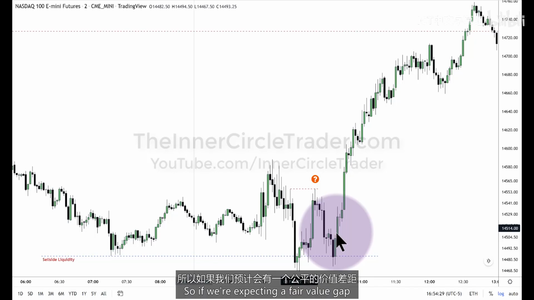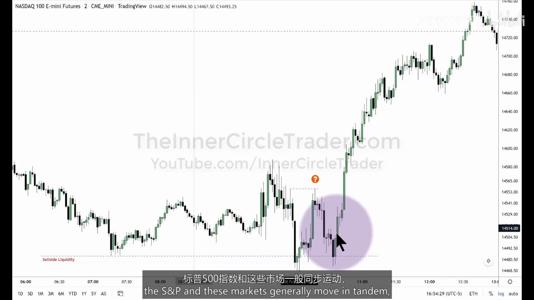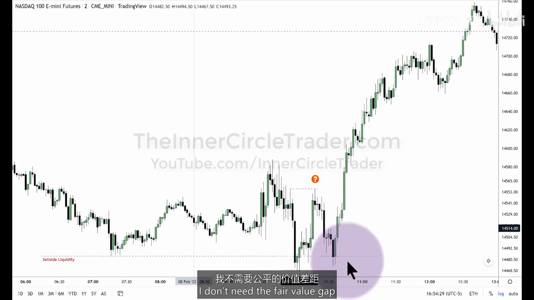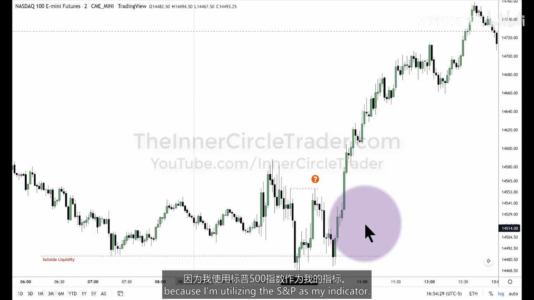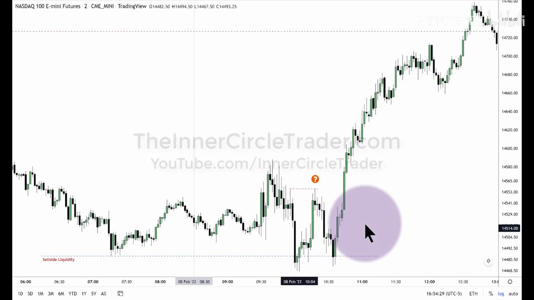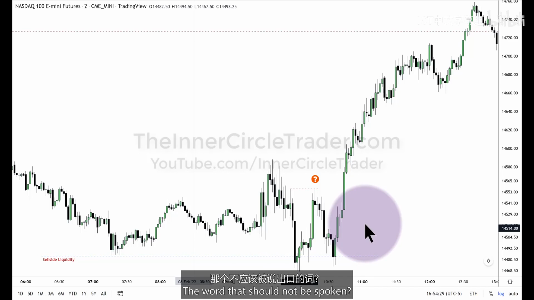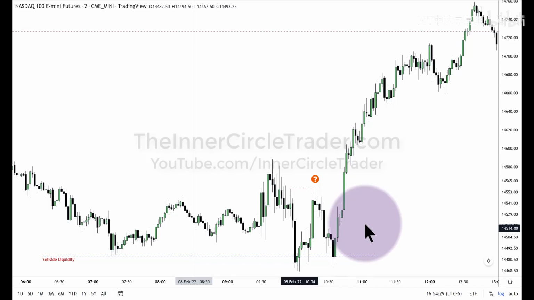So if we are expecting a fair value gap to be a launching point for the S&P, and these markets generally move in tandem, I don't need the fair value gap in the NASDAQ because I'm utilizing the S&P as my indicator. What did I just say? The word that should not be spoken.